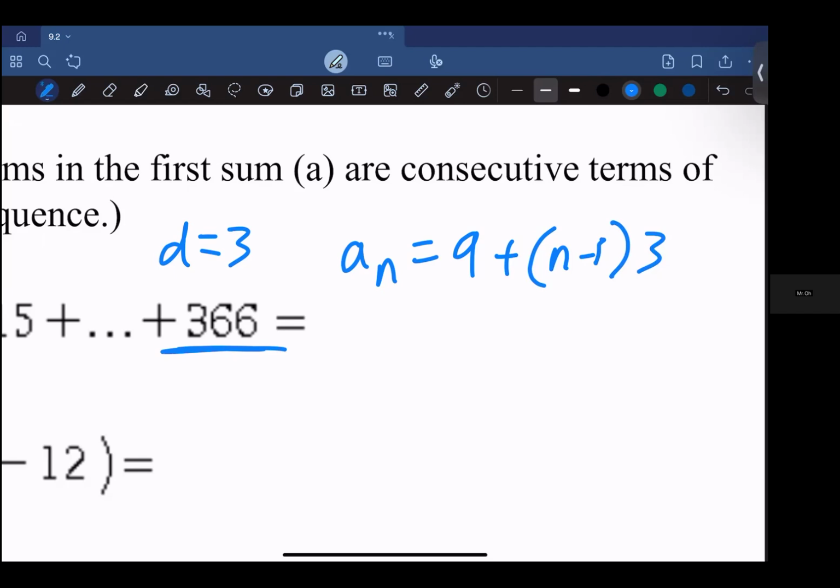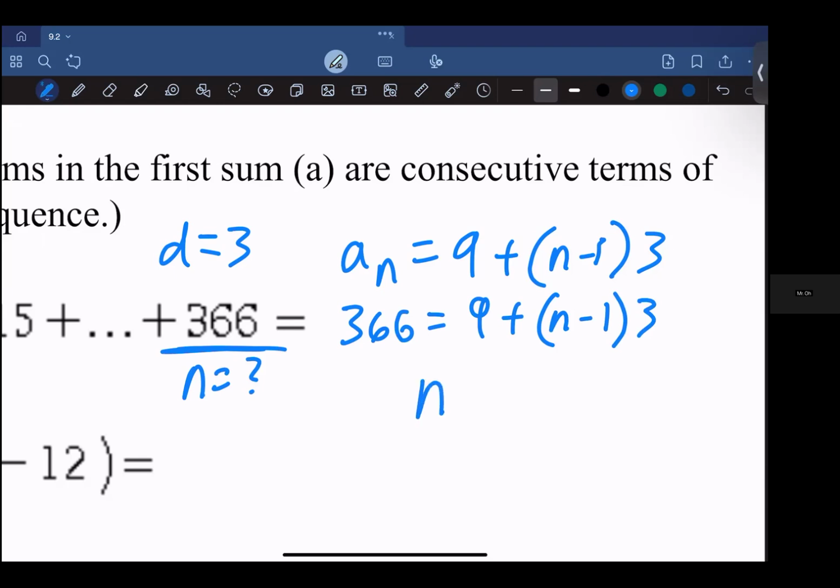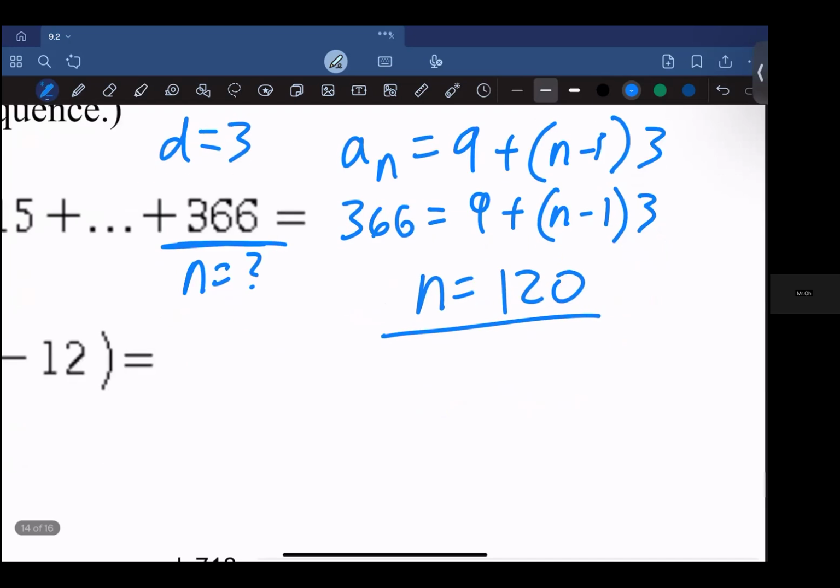Next step, I'm going to want to figure out what this n is. Because right here, 366, huge number, but we don't know what the n is. So 366 equals 9 plus (n minus 1) times 3. You will find that your n will equal 120. Okay, so that's good to know.